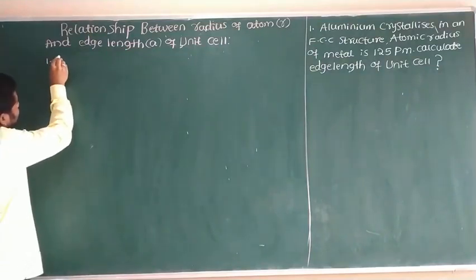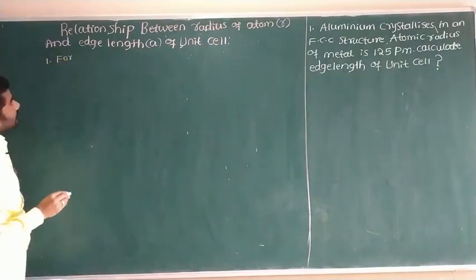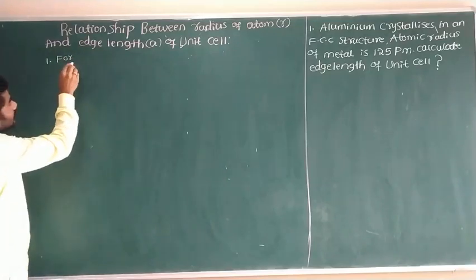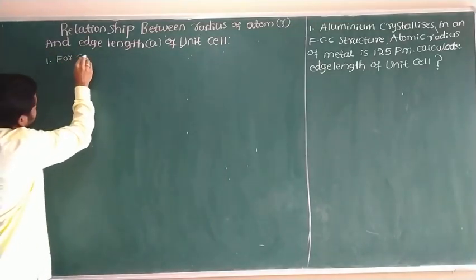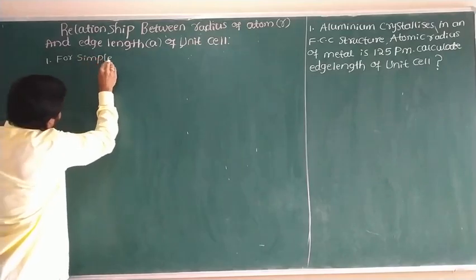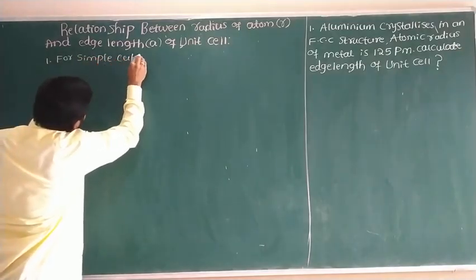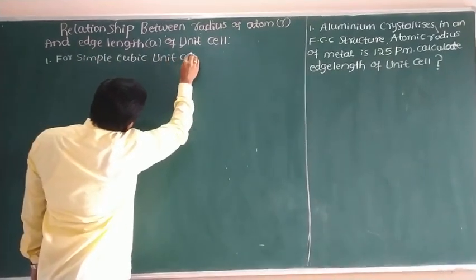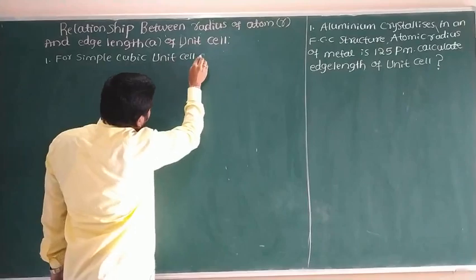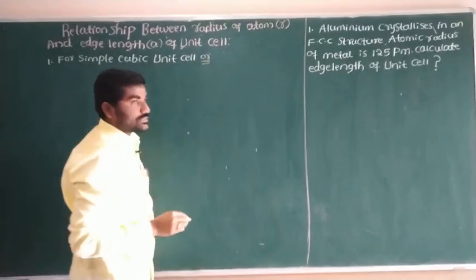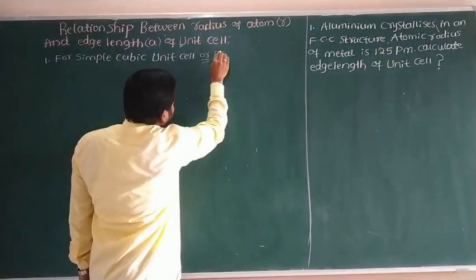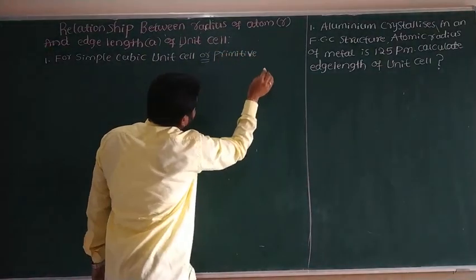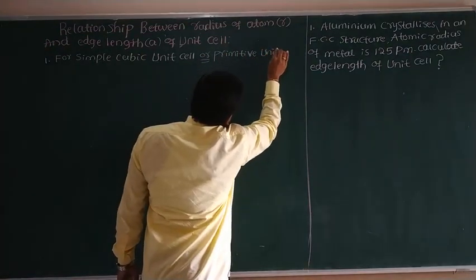That is the relationship between the radius of atom and edge length for the simple cubic unit cell. This simple cubic unit cell is also called the primitive unit cell.